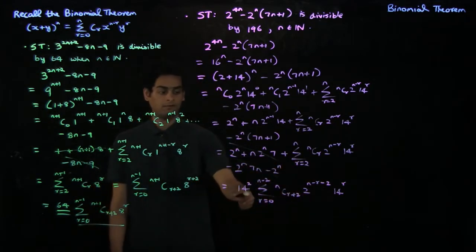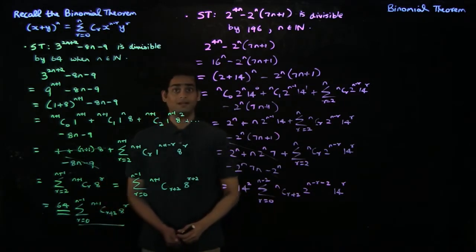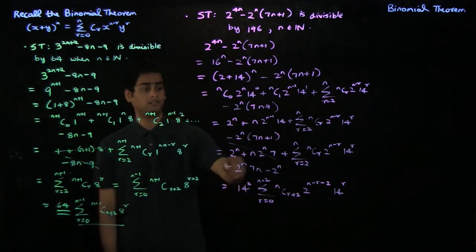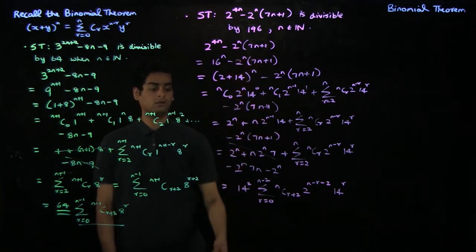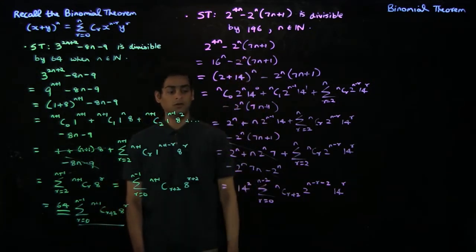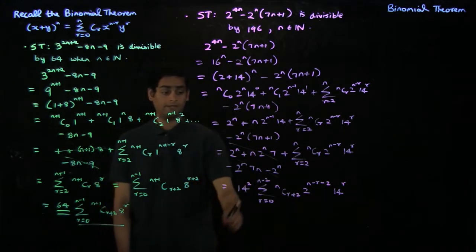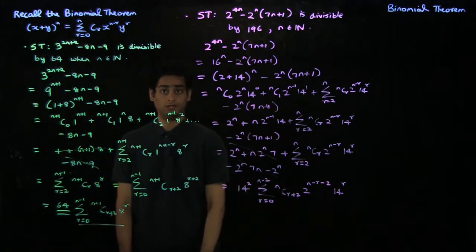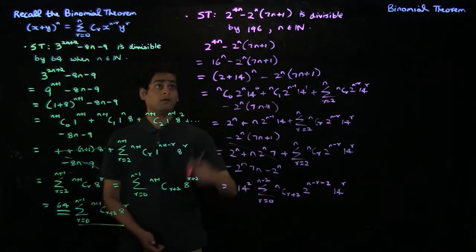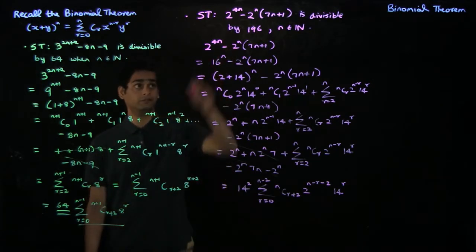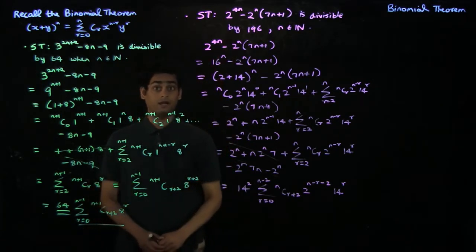So this is what we are left with, and notice that this summation again is an integer, and we have this summation being multiplied by 14 squared, which is 196, which is again an integer, and we wanted to show that this term is divisible by 196. So that's exactly what we've shown, since we factorized it into a form where we have a leading coefficient of 14 squared. And so we've once again shown that this term is divisible by 196 whenever n is a natural number.